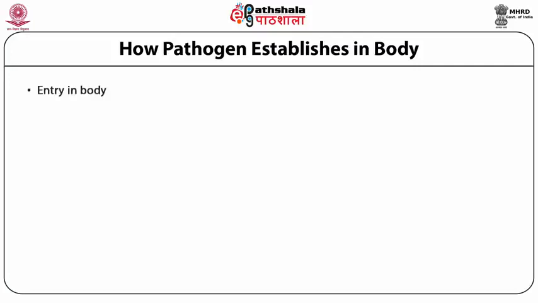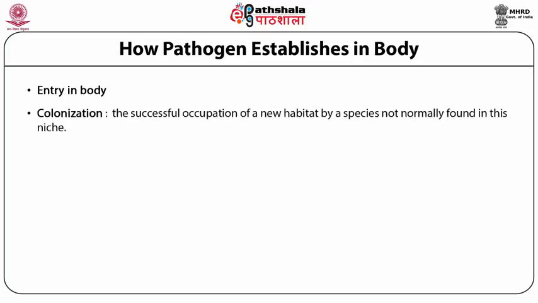So the first point is entry in the body. The pathogen can enter the body via different routes such as mouth, nasal cavity, contaminated food and water, sexual activity, injection, or skin. So there are different routes through which the bacteria or the pathogen can enter the body. After entry, the pathogen will look for a suitable receptor and attach via ligands present on its surface to the receptor present in the body.